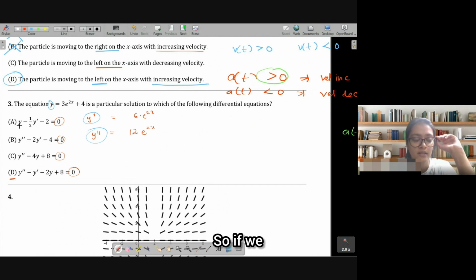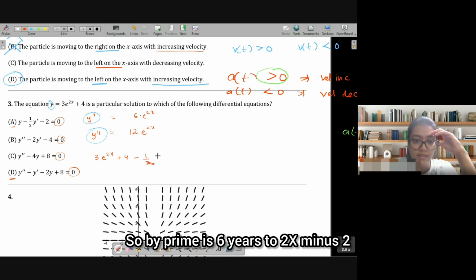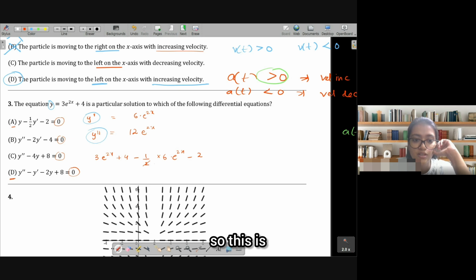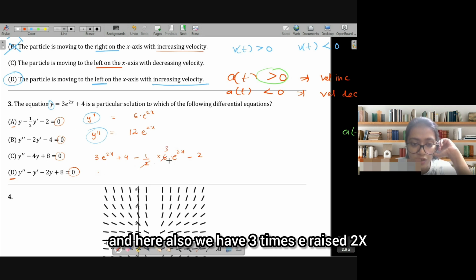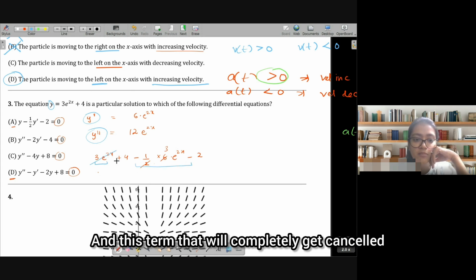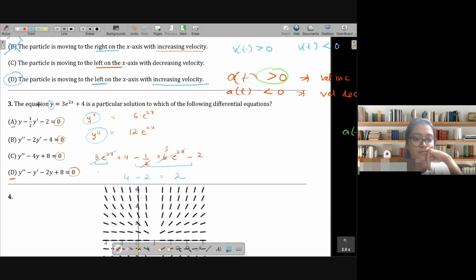So let's first take A. So y is 3 e raised to 2x plus 4, minus 1 half times y prime. So y prime is 6 e raised to 2x minus 2. So we have to check whether we will get 0 with this. So this is 3 times e raised to 2x, and here also we have 3 times e raised to 2x. So this term and this term will completely get cancelled, and we'll have 4 minus 2, which is 2. So that's not equal to 0. So it is not answer choice A.